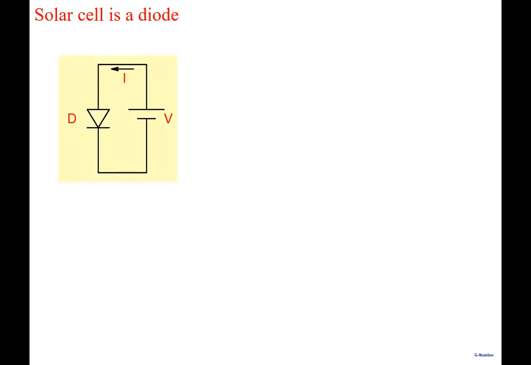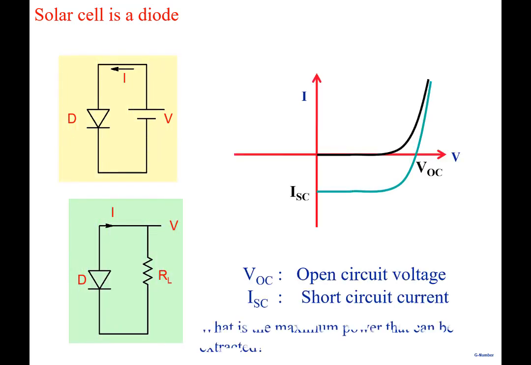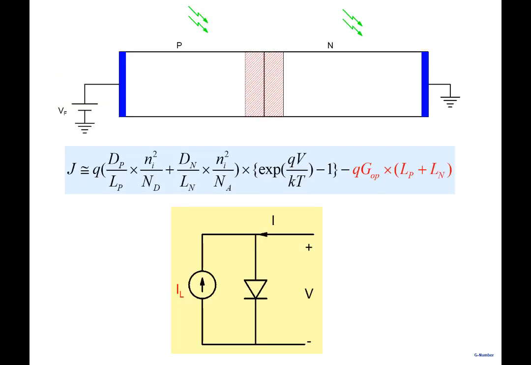Okay, so a solar cell is a diode, right? Let me skip this for a moment. You look at this PN junction. Most solar cells are PN junctions. There are some which are not PN junctions, but we'll see that later on. So I've shown you a PN junction here.